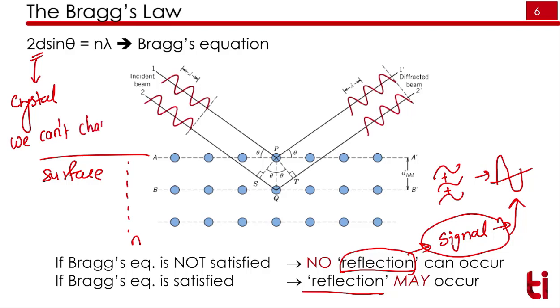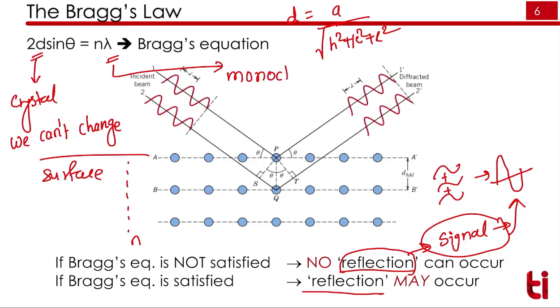D-spacing is fixed because we have seen the formula d equal to a upon the square root of h square plus k square plus l square. Here a we cannot change, and h, k, l also we cannot change. So d is fixed now. Lambda is also fixed because we have taken monochromatic radiation. Monochromatic radiation means it has a single wavelength, so lambda is fixed now.